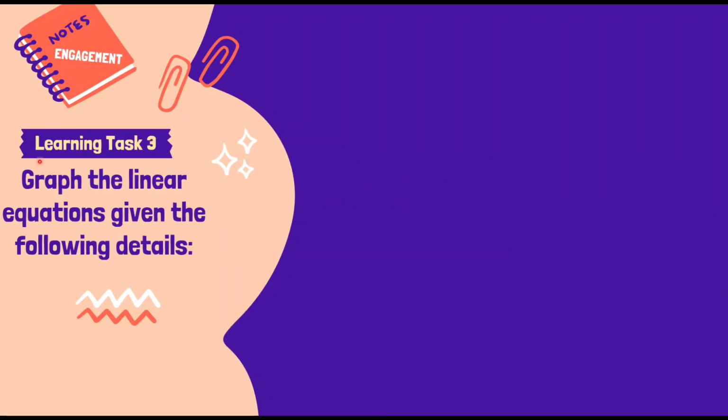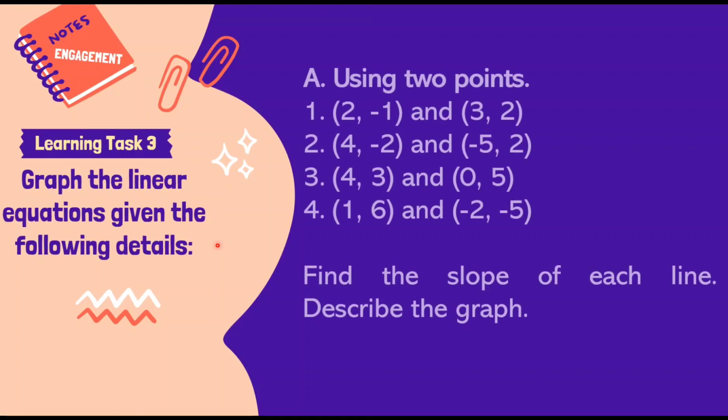Okay, so for your learning task number 3, you need to graph the linear equations given the following details at the right. So for letter A, using 2 points. So you just need to graph these 2 points, and then you need to find the slope of each line. And also you need to describe the graph, if it slants downward from left to right, or it rises from left to right.